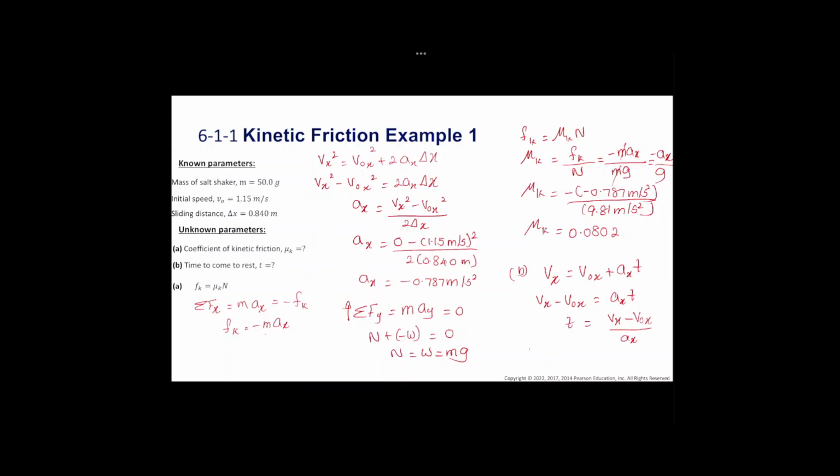So we just have to substitute the numerical values. Final velocity is 0 and initial velocity is given as 1.15 meters per second. The acceleration we calculated is 0.787 meters per second squared. The negative values cancel. The answer is 1.68 seconds. So in this problem we calculated the coefficient of kinetic friction involving Newton's second law of motion and the kinematic equations that we learned in our previous chapters.